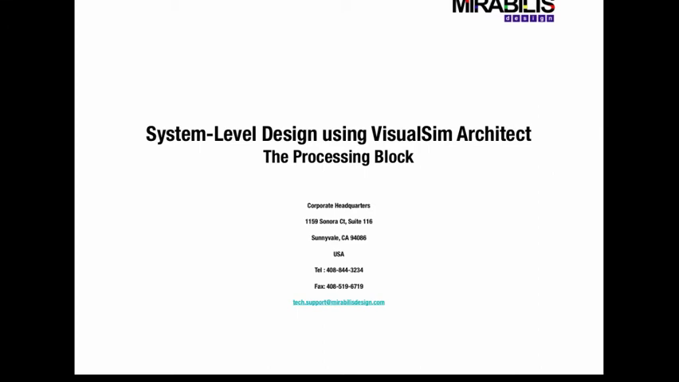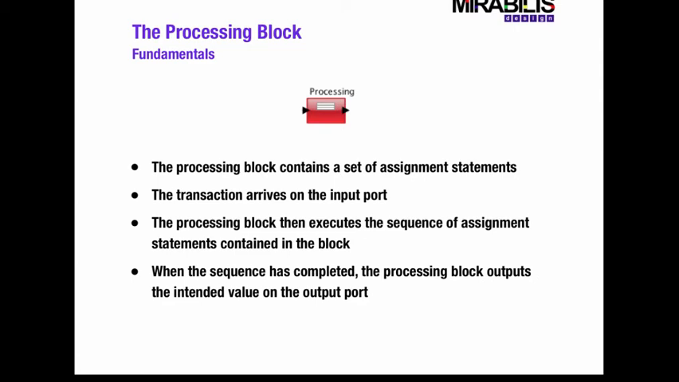This video focuses on the processing block, whose main purpose is to transform an incoming transaction into that which is required by the rest of the model. This transformation is accomplished through a set of assignment statements, so that when a transaction arrives on the input port of the processing block, it executes the sequence of assignment statements contained in the block, and then when that sequence is completed, the processing block outputs the intended value onto the output port, thereby forwarding the transformed transaction to the rest of the model.